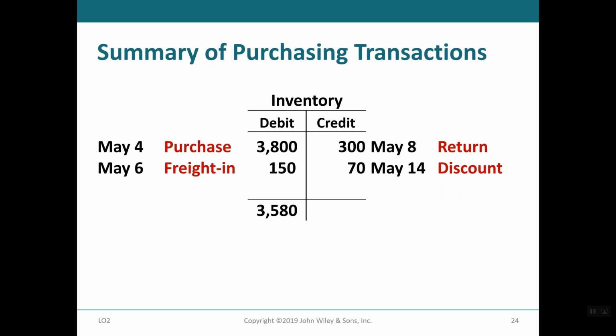All right, so this is a summary of the purchasing transaction. On May 4, we have the purchase of 3,800. He returned $300 worth of goods. May 8th, freight in. Again, we said it's a debit to inventory; we added to the cost. And then he received a discount. So we have a total of 3,580 as our balance for the month.